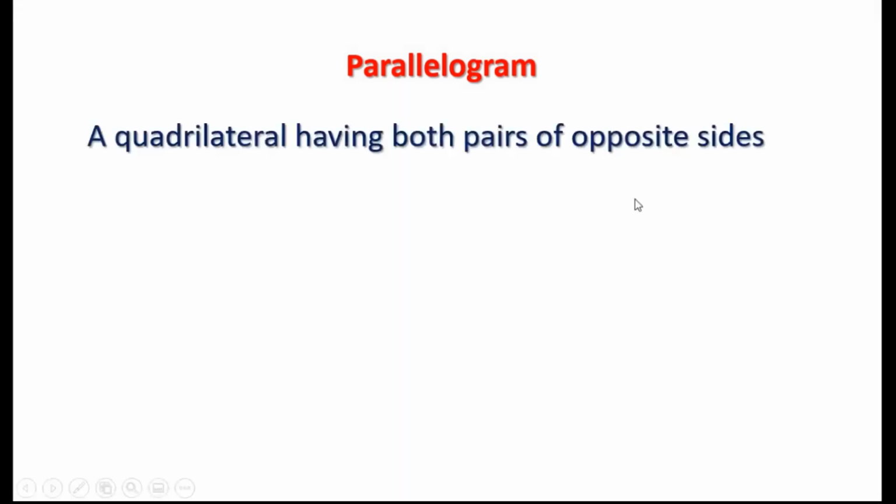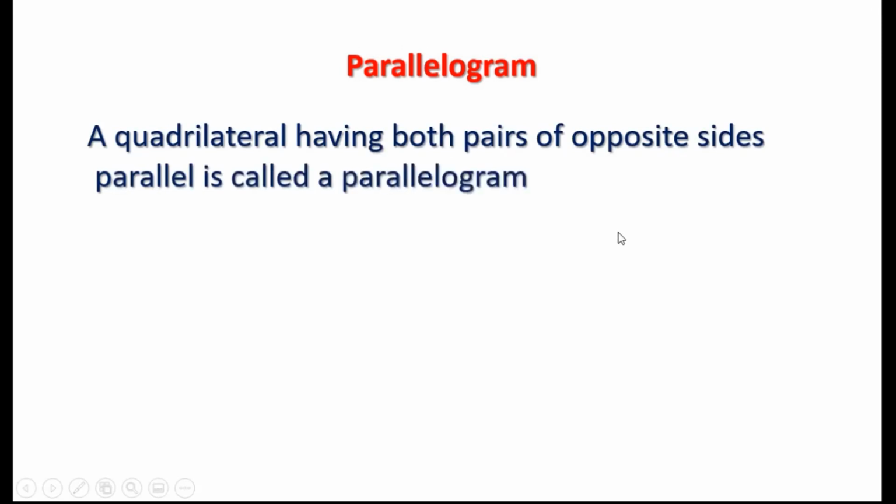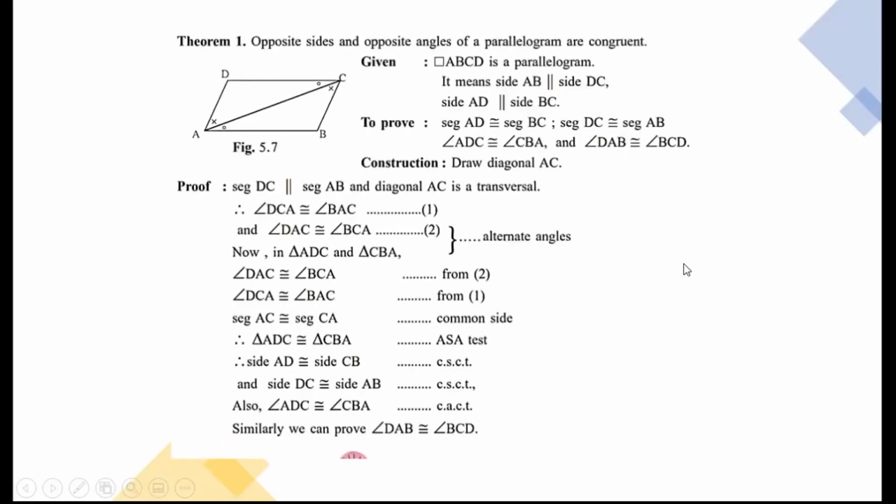A quadrilateral having both pairs of opposite sides parallel is called a parallelogram. That is the definition of it. Other things that I was telling can be considered the properties of a parallelogram. Now, we said that opposite sides and opposite angles of a parallelogram are congruent.